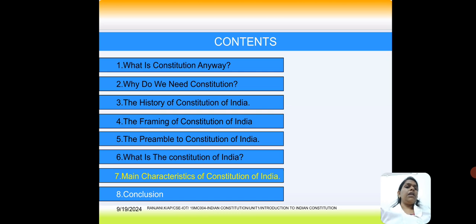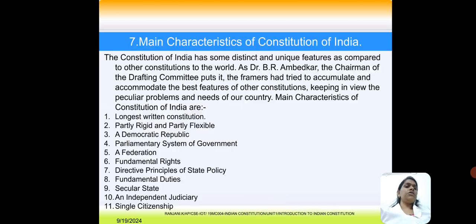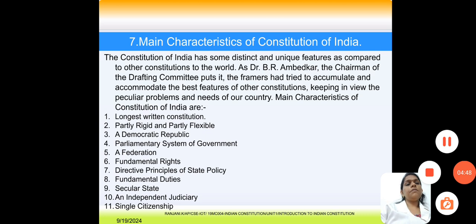So let us see the main characteristics of the Constitution. These are the main characteristics: the longest written Constitution, rigid and flexible, a democratic republic, a parliamentary system of government, a federation, fundamental rights and directive principles of state policy, certain fundamental duties, a secular state, an independent judiciary, and single citizenship.